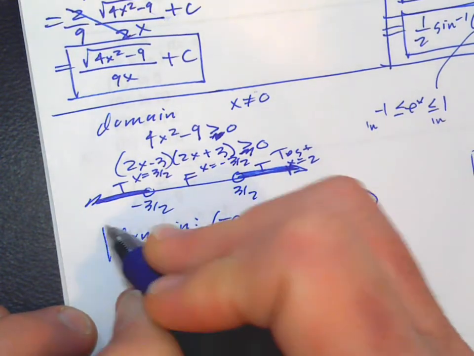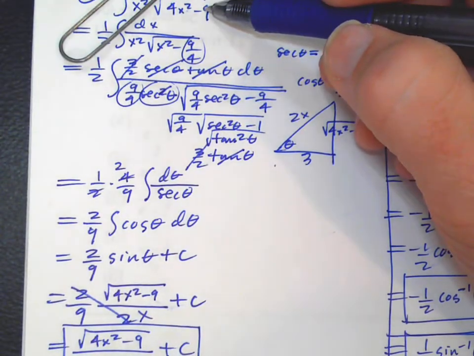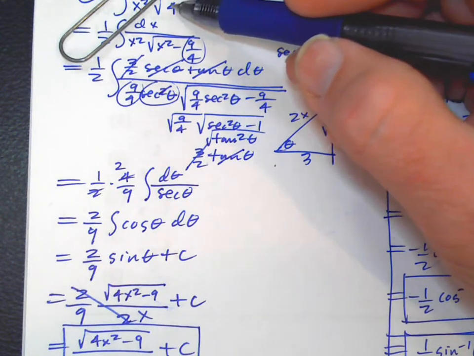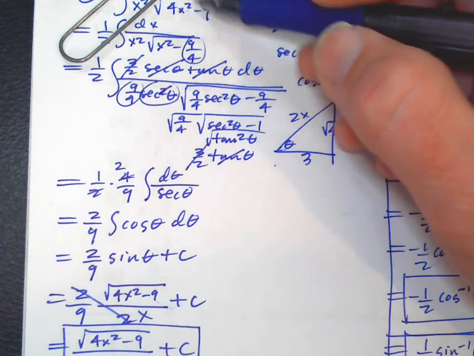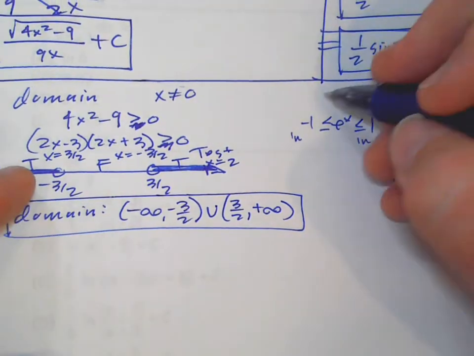We could check this. We need this number to always be bigger than 9. If you plug in 3/2, that's 9/4 times 4, that's 9. And anything bigger than it, positive or negative, because the negatives get squared. And then x can't be 0 either. So that makes sense for that domain.